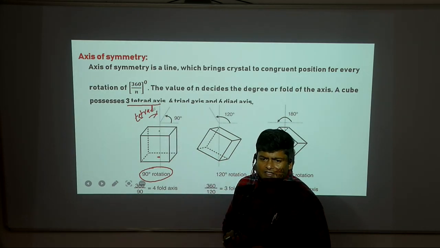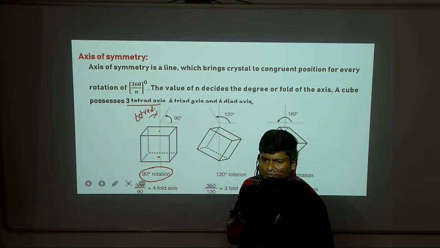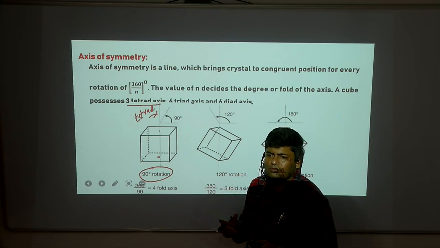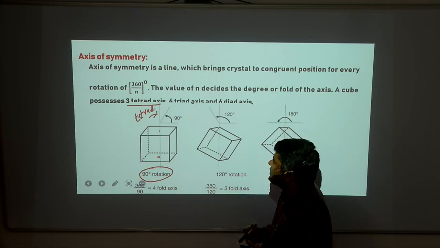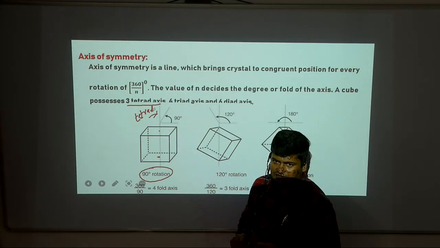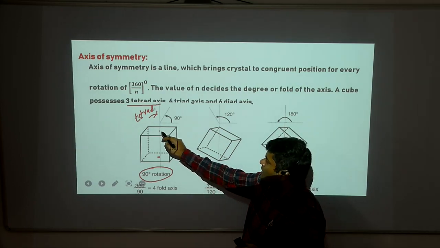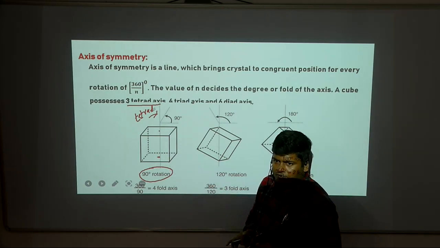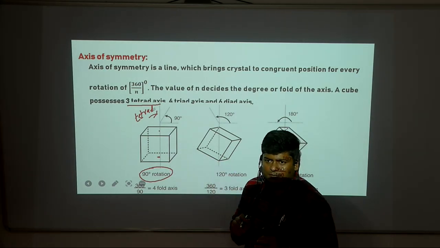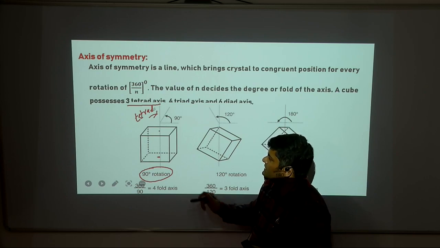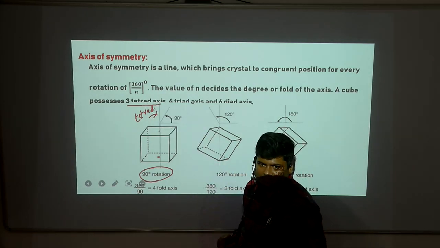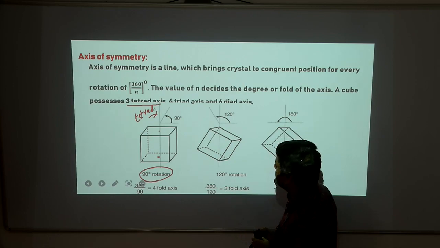What is meant by tetrad? It stands for 4, and this 4 belongs to the 4 times this cube can come to the congruent position. That's why this line is called a tetrad axis, and it passes through the center of the opposite faces of the cube. We know 6 faces are there for the cube, so 3 lines are possible. That's why 3 tetrad axes are there.